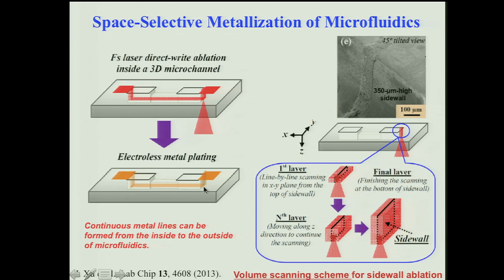metallization of the sidewall of the microfluidic structure is a very crucial issue. Because actually, this is very difficult. But we adopted the volume scanning scheme as shown here for the sidewall metallization. Then we succeeded in metallizing the sidewall like this. As a result, the continuous metal lines can be formed from the inside to the outside of the microfluidics. This is very important to externally control the microelectric devices integrated in the glass microfluidics.